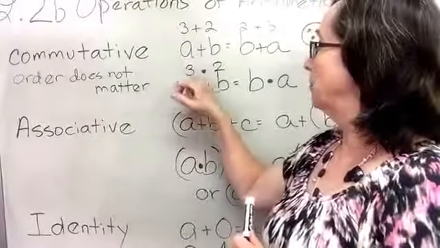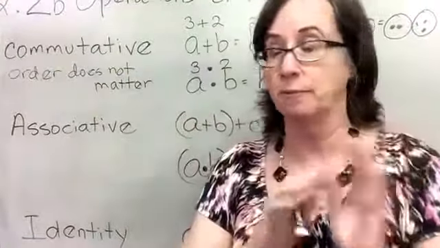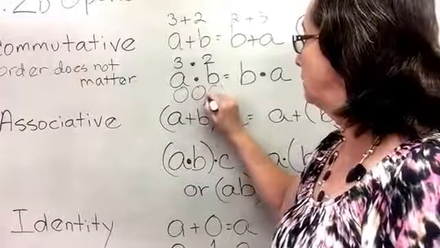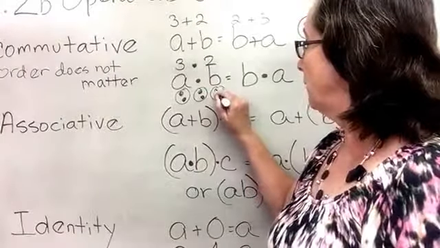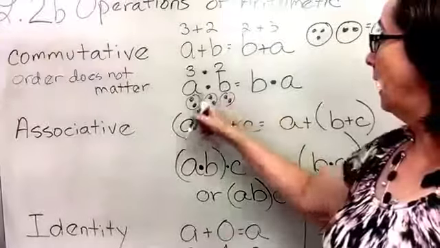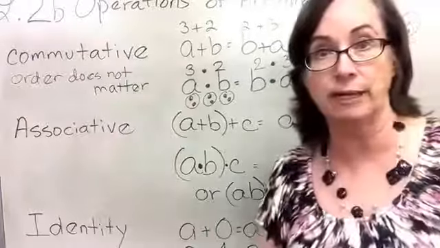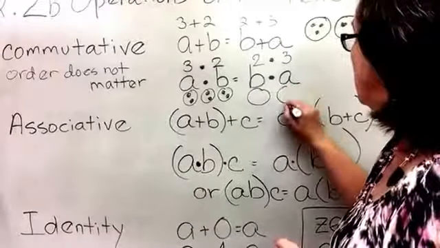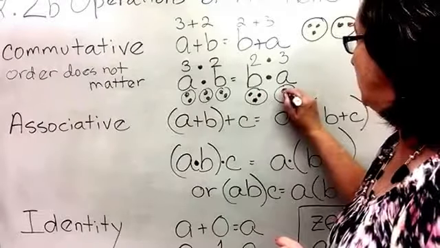So when we do 3 times 2, remember 3 times 2 means 3 groups of 2, okay? So we're going to draw a picture of 3 groups of 2. 1 group of 2, 2 groups of 2, 3 groups of 2, okay? So then over here, I'm going to switch these. So I'm going to have 2 times 3. Well, 2 times 3 is 2 groups of 3. Okay, so I have 2 groups, but in each group, I now have 3 in each group.